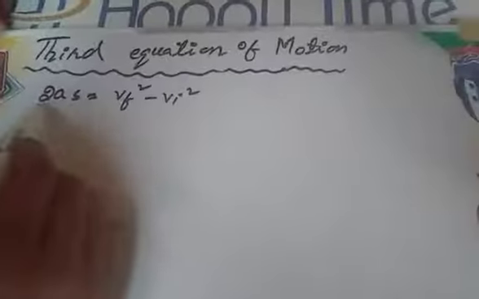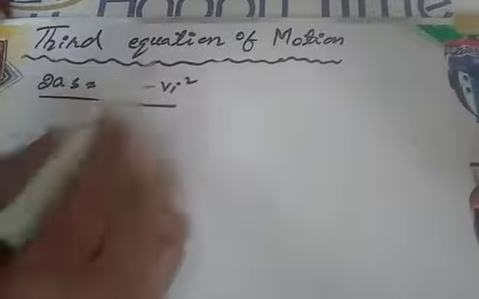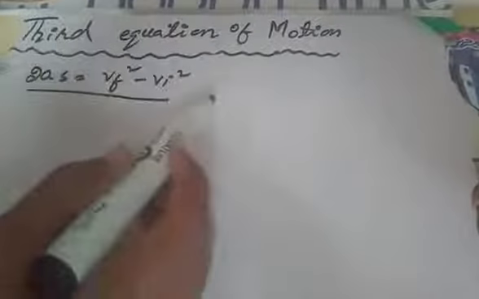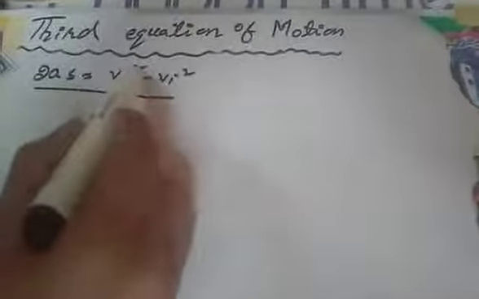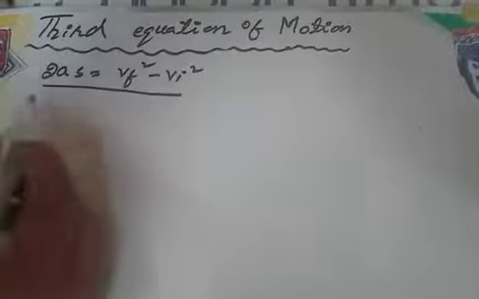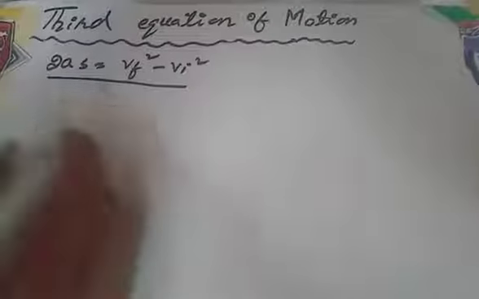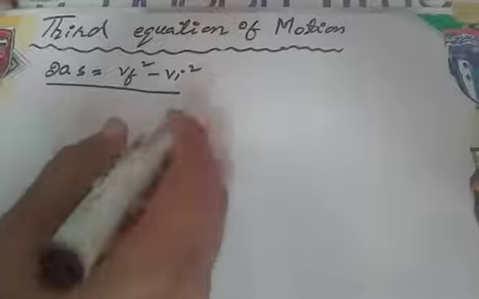How can we find this relation? 2as is equal to vf² minus vi². This is the relation for the third equation of motion. So let's derive it. Let's try to prove that this relation 2as is equal to vf² minus vi².